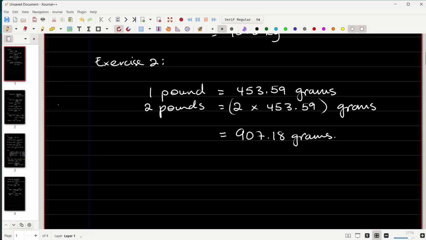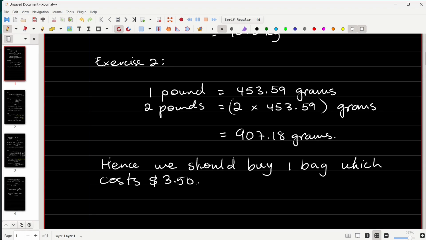Our recipe calls for 500 grams. Therefore, it means that our 2-pound bag is sufficient for us to be able to meet the requirements of the recipe. So hence, we should buy 1 2LB bag, which costs $3.50, and we will meet the requirements of the recipe. Let's do the third one.